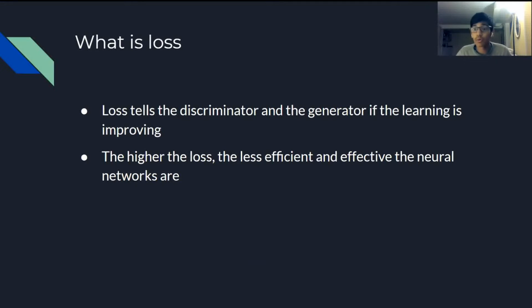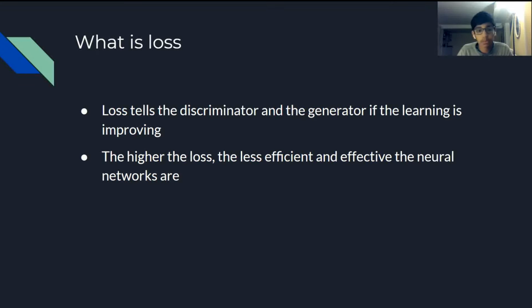Now we're going to talk about how the program actually improves itself. This is something that we call loss. So the discriminator and the generator have no way of knowing how well they're doing if not for loss. So loss tells them if the code that they're changing or the parameters that they're changing is improving how it's interacting with the discriminator and the generator. So what does that mean? So the loss, it works in two directions. It goes higher or lower.